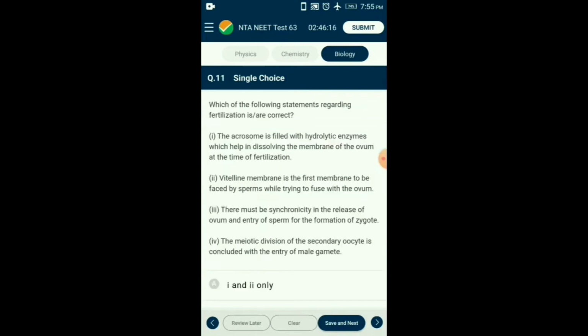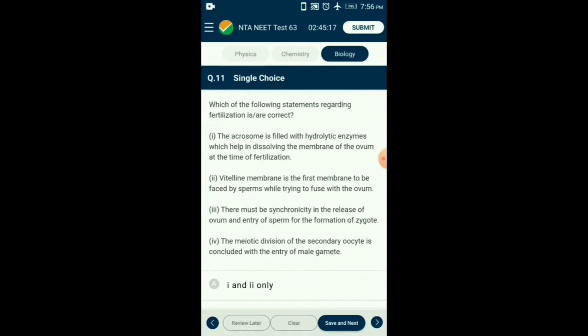Question number 11. Which of the following statements regarding fertilization are correct? Here there are 4 statements given. During fertilization, for the entry of sperm in the ovum, the acrosome breaks in with the help of digestive enzymes present in it. The acrosome contains hyaluronidase and acrosin enzymes which eat up the zona pellucida and allow the haploid nucleus in the sperm to join with the haploid nucleus of the ovum. The outer membrane of the ovum is called the zona pellucida.